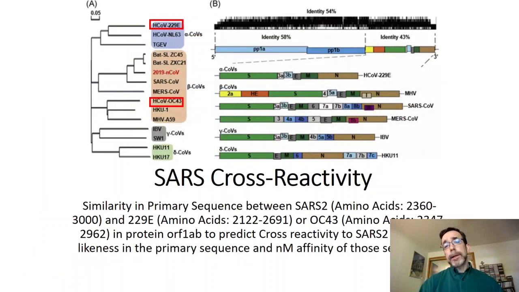This is like the family tree of viruses. And if you notice, 2019-nCoV is right there. It's right above SARS-CoV, which we would expect. Those are very closely related.